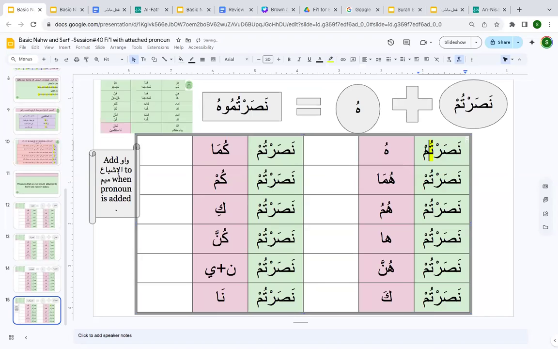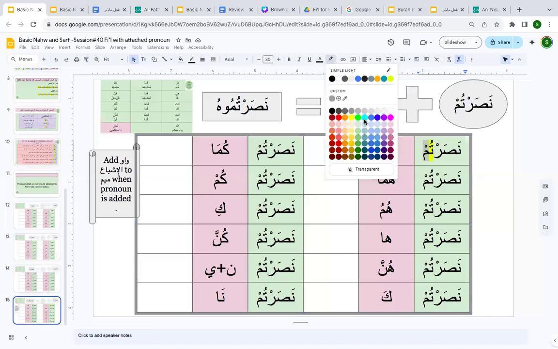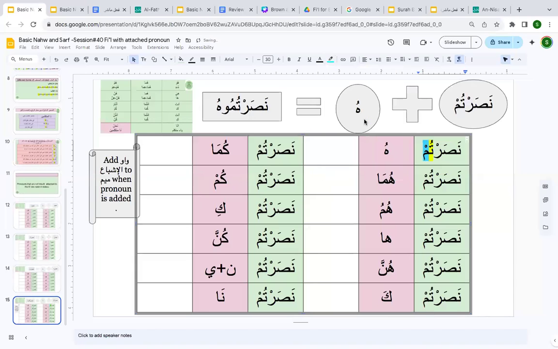It is giving you the masculine plural. It is there to give you the number and the gender, right? Masculine plural. And so the doer in this case is you all, right? You all is the doer, which is going to be a raf status.